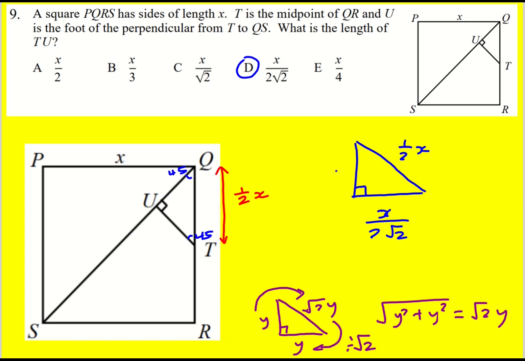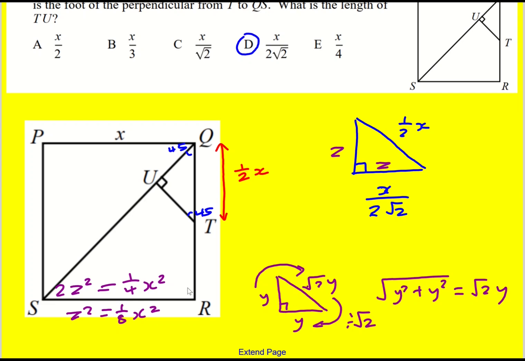So if you know that result and you've got the hypotenuse, you just do it straight away. Otherwise, a longer way would be to say, okay, I'm going to call this z and z. So z squared plus z squared, that's 2z squared, is going to equal a half x all squared, which will become a quarter x squared. That means z squared will be 1 over 8 x squared. And now we can square root. So it will be x over the square root of 8, and you can simplify that to x over 2 root 2.